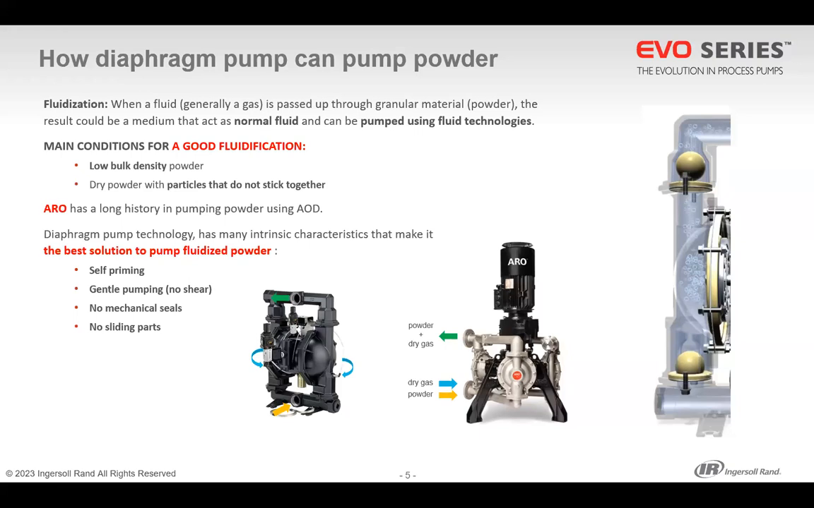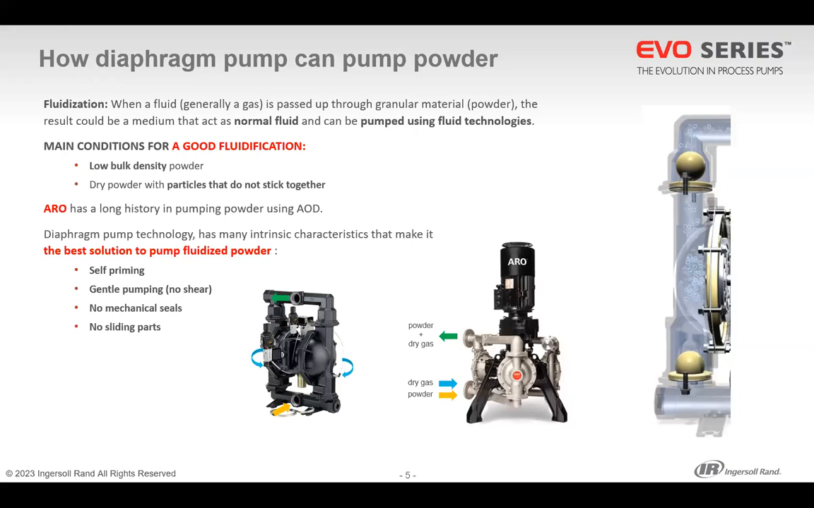Some of the characteristics that the powder needs to have is low bulk density and to be dry and not have the characteristics to stick together. So if you have a powder where the grains are sticking together, maybe it's not easy to fluidize. There are also some other particular characteristics that change from powder to powder that make it easier or less easy to fluidize. But for sure, the level of humidity and the low bulk density are two main important things that we need to consider.